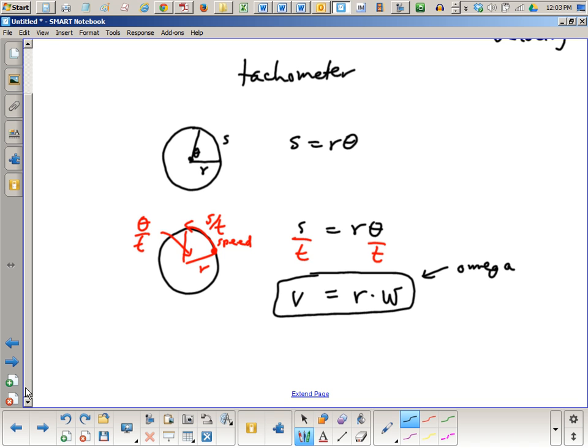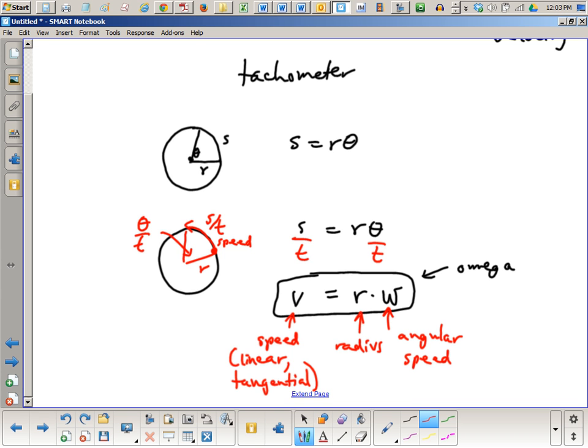Okay, let's talk about what the variables mean. v means speed just as you've always known it to mean. Some people call it linear speed, some people call it tangential speed. There are many names for it, but it's just speed like you normally think: feet per second, miles per hour, whatever. Light years per whatever. Okay? Now r is obviously a radius. What is omega? Omega is your angular speed, measured in radians per time.